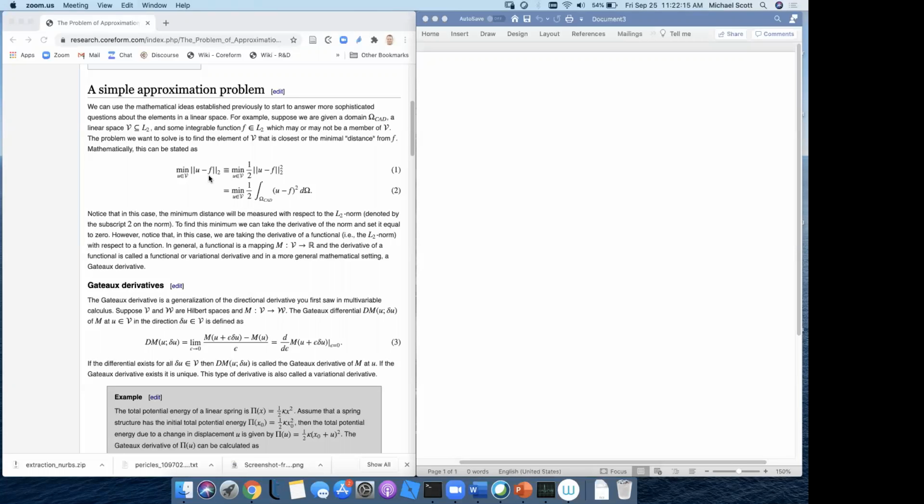There are no units yet in this. These are just elements of a space, and we're just using the fact that it's an inner product space at this point. Okay.